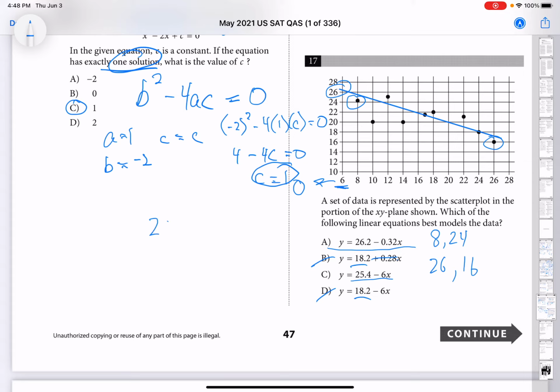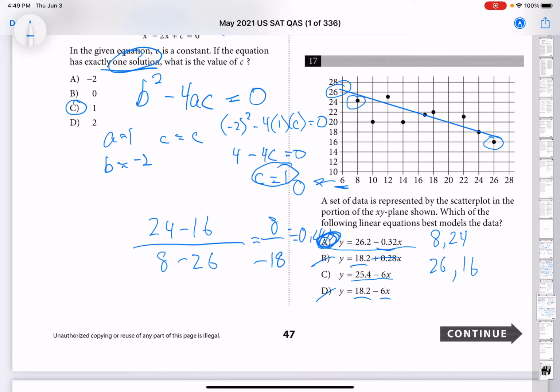So what I'll do is I'll do 24 minus 16 all over 8 minus 26. And let's see what we get. We're going to get 8 over -18. And then if I push that into the calculator, we're going to get about -0.44. So it's a fraction. That means between -6 and -0.32, the answer choice should be A.